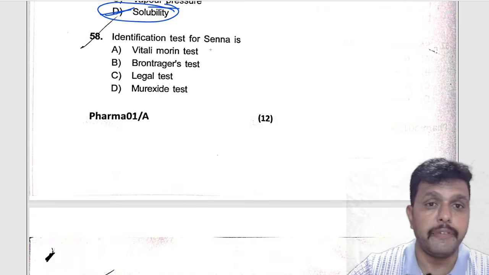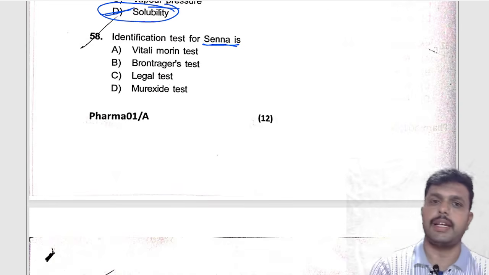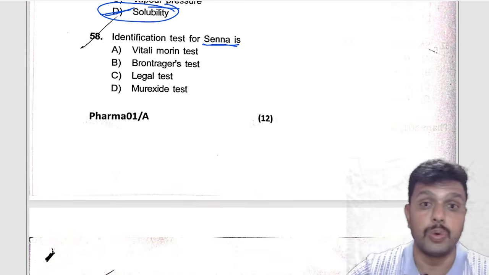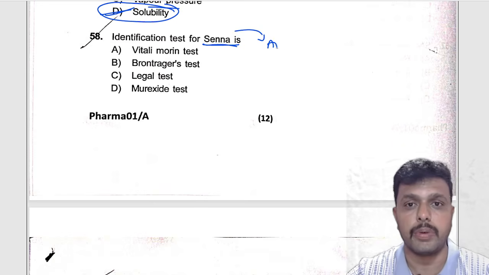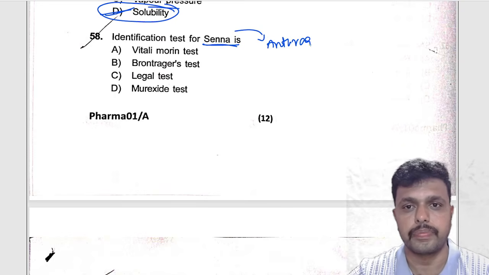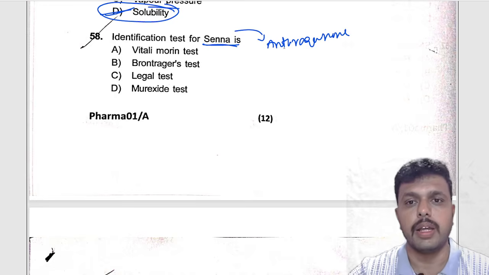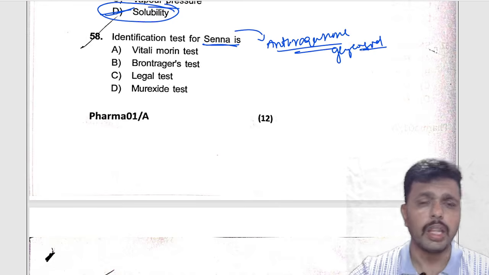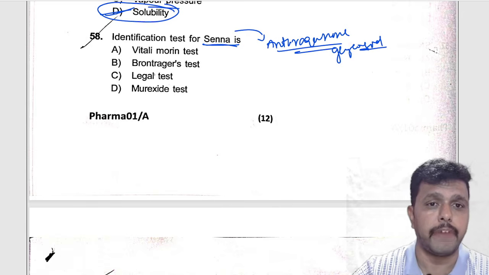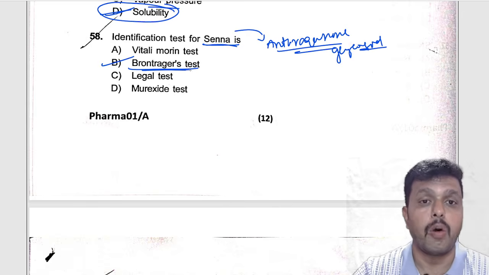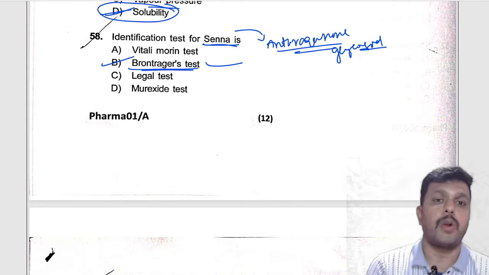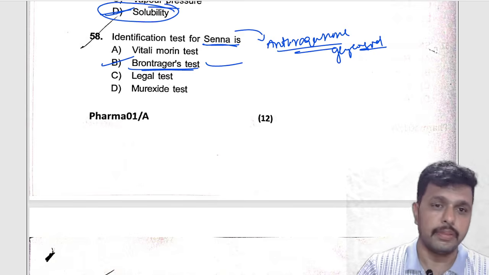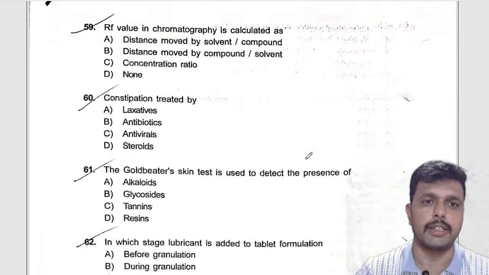Next, the identification test for senna. Senna belongs to the anthraquinone glycosides. It is mainly identified by using the Borntrager test. This is also a repeatedly asked point.